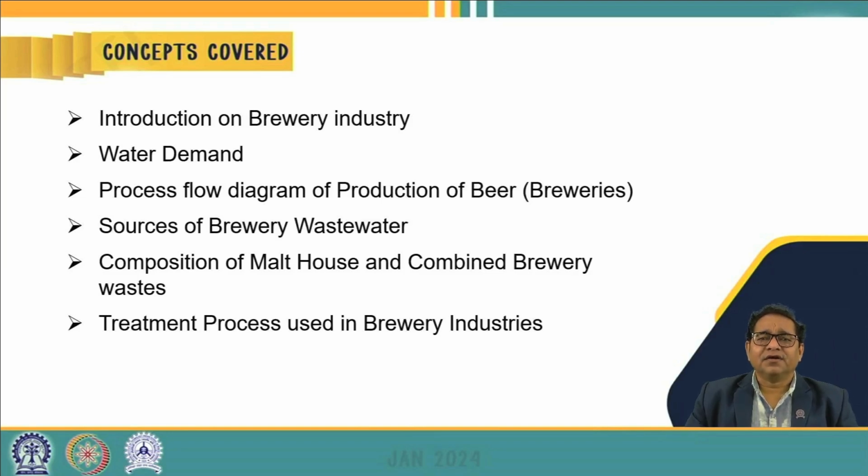And then, in the brewery industry, there are two major sections. One is the malt house and another is the brewing section. So the wastewaters produced from these two major sections differ significantly in terms of characteristics as well as their flow rates. So we will be looking at the composition and the characteristics of the wastewater produced from the malt house and the brewery sections, and then finally we will go through the various treatment processes which are used for treatment of these effluents generated from the distillery industries.